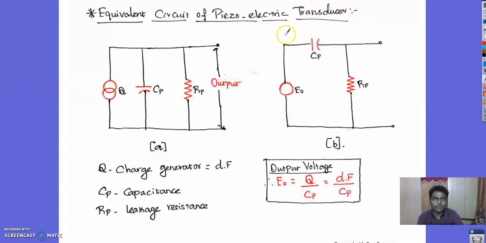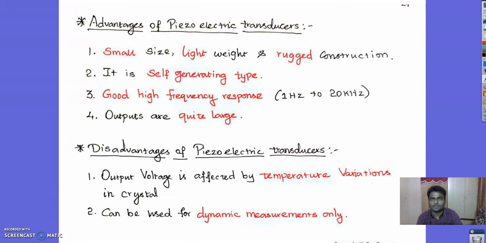And coming to the equivalent circuit of the piezoelectric transducer, here is the quartz crystal, here is the capacitance, and this is the leakage resistance. Q is the charge generator, where charge is being generated, and it is nothing but the product of your sensitivity as well as the force applied, and Cp is capacitance, Rp is leakage resistance, and this is the equivalent circuit of your piezoelectric transducer. So the output voltage is given to the capacitor as well as the leakage resistance connected in parallel to the capacitor. So output voltage is equal to Q divided by Cp, that is, charge generated divided by your capacitance will give the output voltage of your piezoelectric transducer.